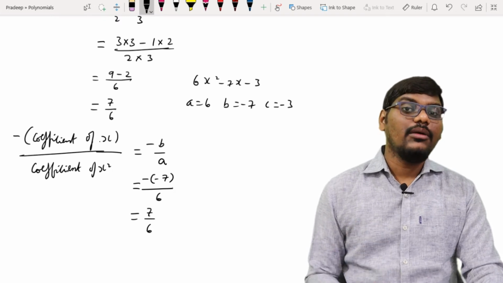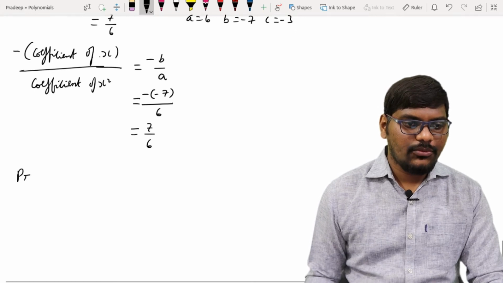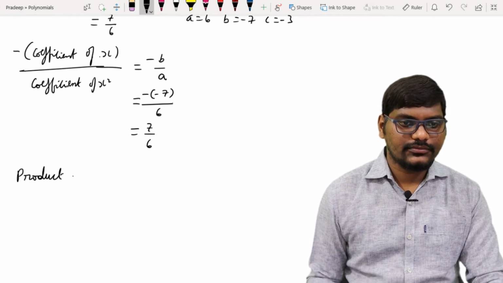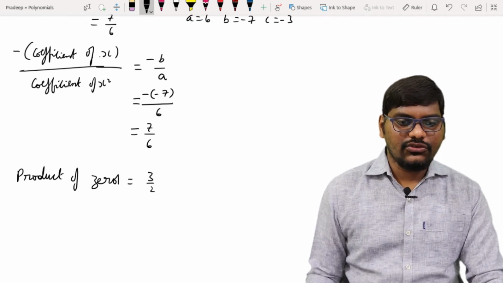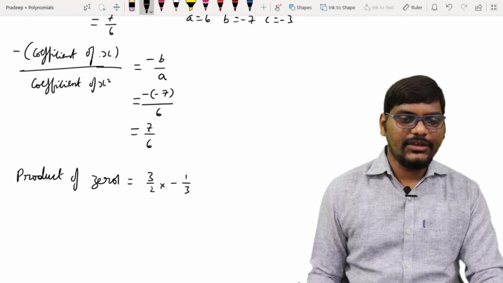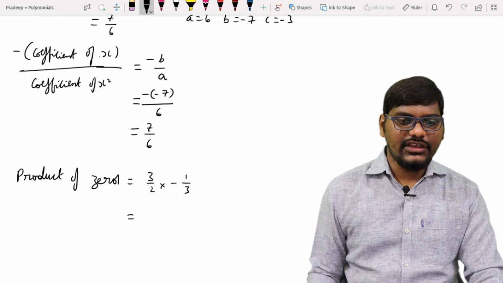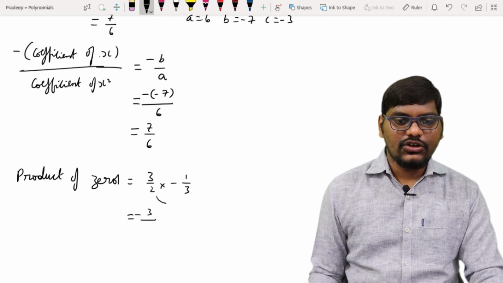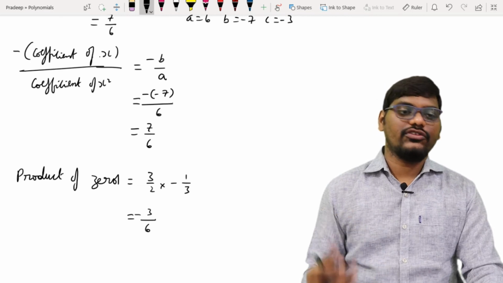So let's go for the product of zeros. The two zeros which we got are 3 by 2 into minus 1 by 3. So let's multiply the numerators. 3 ones are 3, which is minus 3, and 2 3s are 6. This is minus 3 by 6, the product of zeros which we are getting.